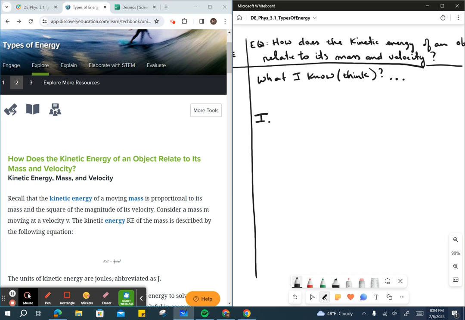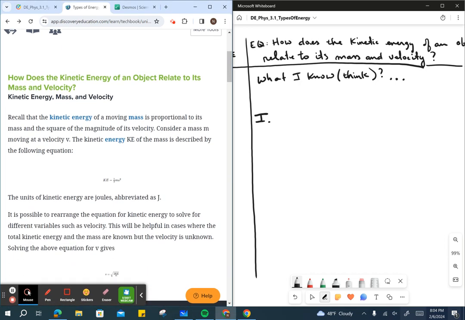Let's start with Roman numeral 1. We're going to be looking at kinetic energy, mass, and velocity. These blue vocabulary words there, they're hyperlinks. Go ahead and, in your own time, click on each of those and make sure you're comfortable with the definitions.